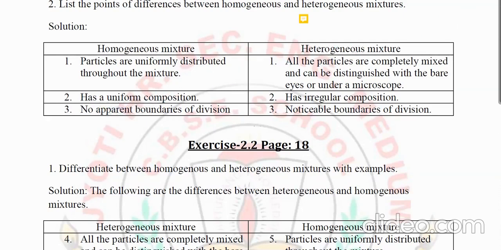Next, no apparent boundaries or division is present. In a homogeneous mixture, you will not see any apparent boundaries of division between the particles. For example, if I take a solution of water and salt.